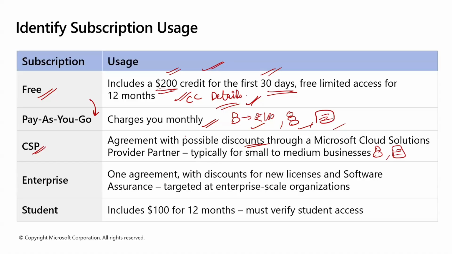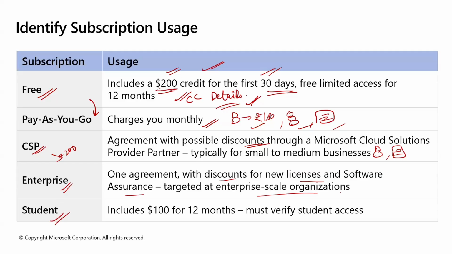Then for large scale, so the CSP is for small and medium businesses where you have 200 employees or fewer. But if you have a large-scale enterprise organization, let's say more than 200 employees, thousands of employees, then you have to go with an enterprise agreement. That's a different type of subscription aimed at larger organizations. Again, they can help you with discounts for new licenses and software assurance, all these things. It is targeted at enterprise-scale organizations.